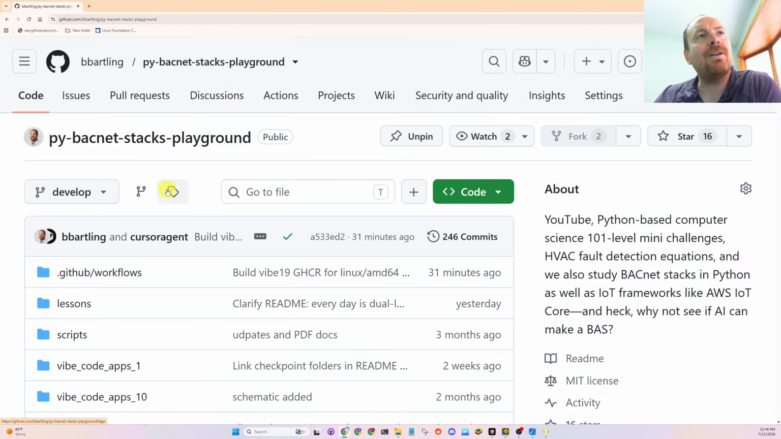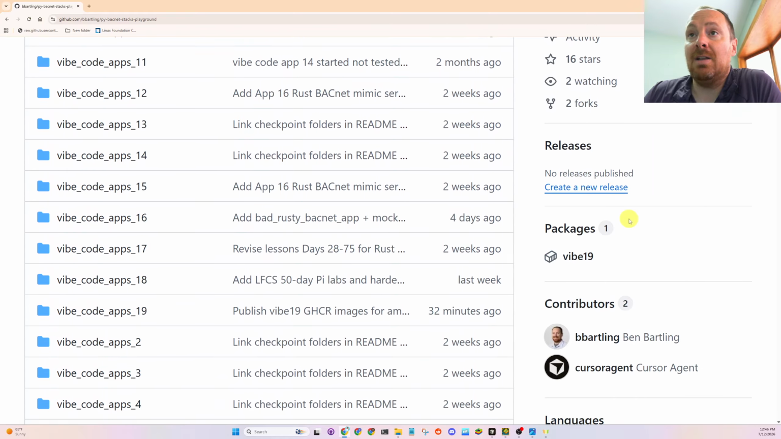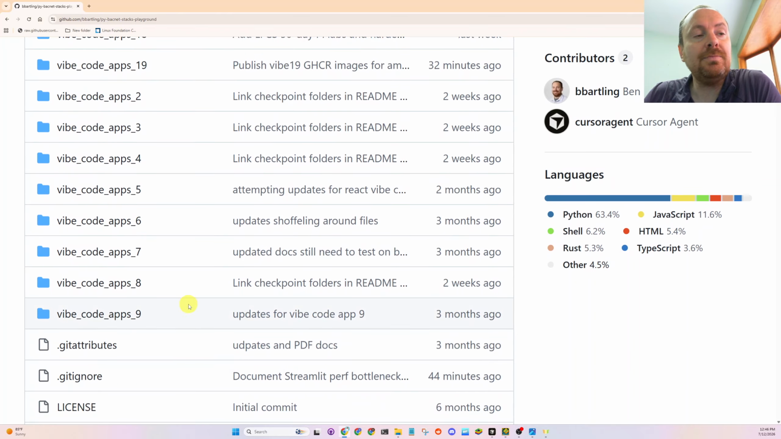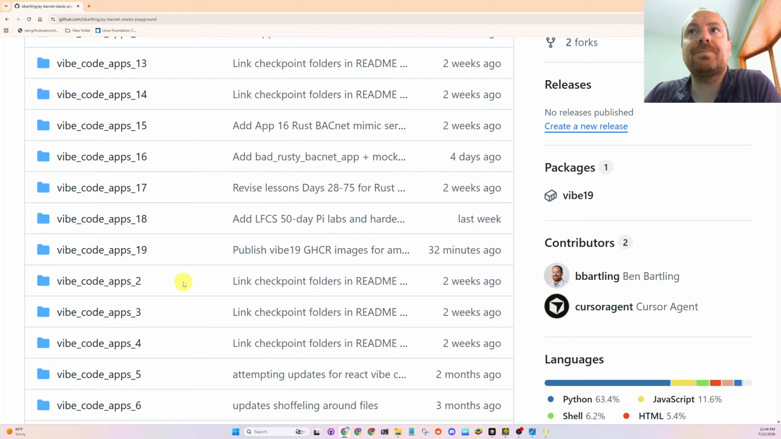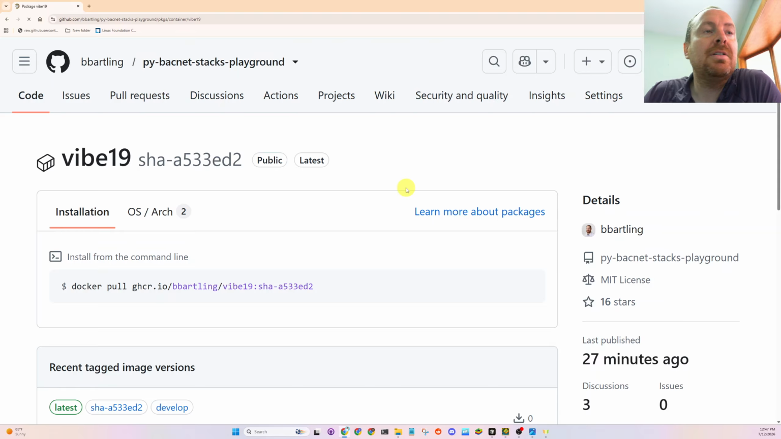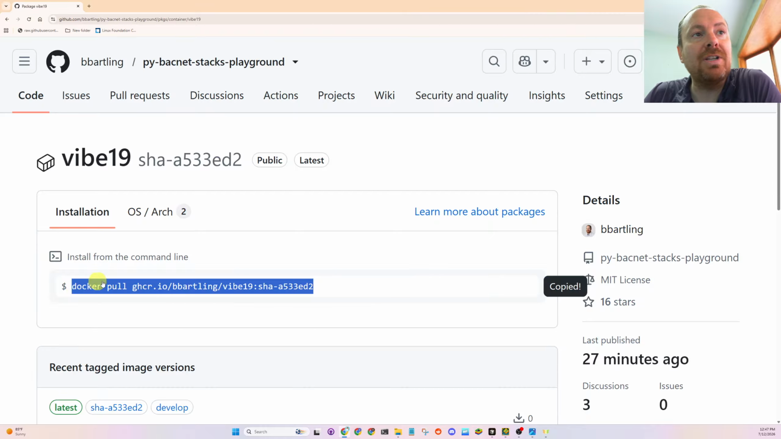Okay, so anyways, I talked about where the rules live, the rule cookbook in the Open-FDD documentation, and this vibe coding app lives in the Python BACnet X Playground, vibe code app 19 in here. This is the Streamlit app, and it's also published as a GitHub package. So you can do just a Docker pull, which I'll demonstrate in just a couple minutes how that works.